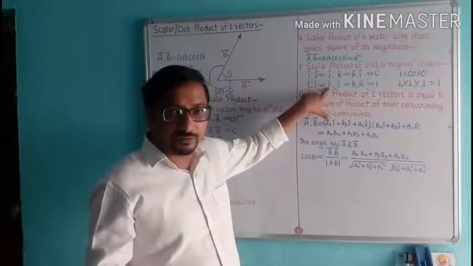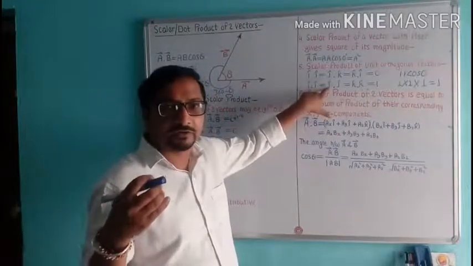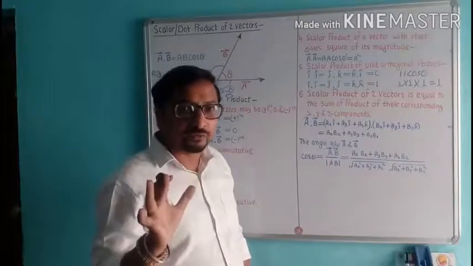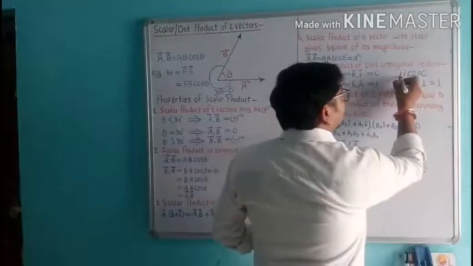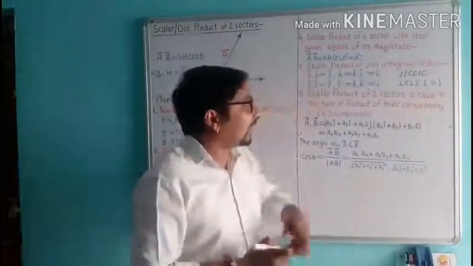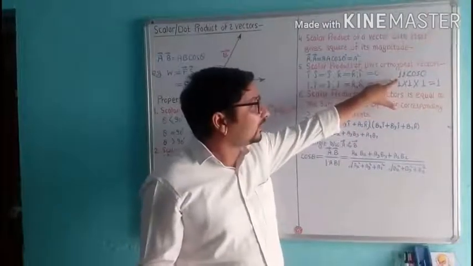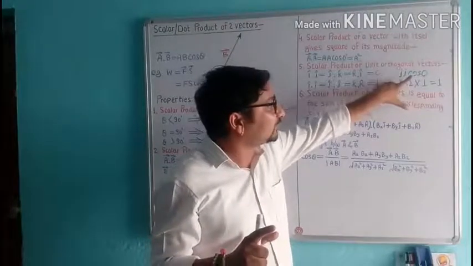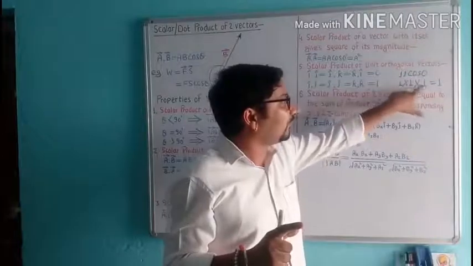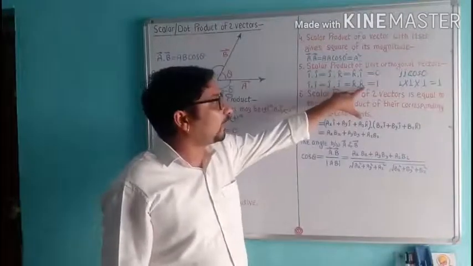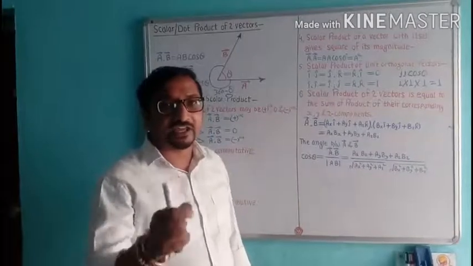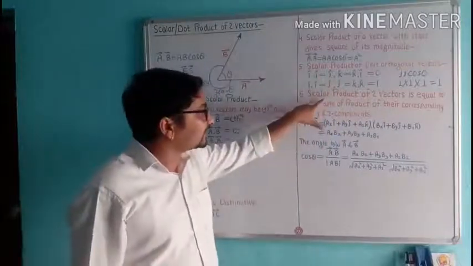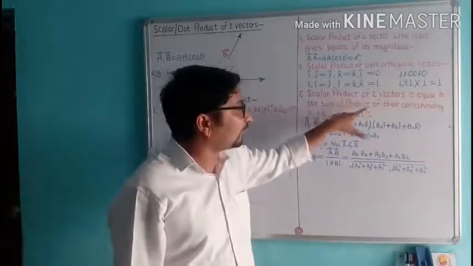Now similarly j cap dot j cap. As we know, j cap is along the y direction, so this will be j j cos 0. Again, j is a unit orthogonal vector, which means its magnitude is 1. So 1 into 1 into 1 is 1. Similarly, k cap dot k cap is k k cos 0, that is 1 into 1 into 1, which gives 1.